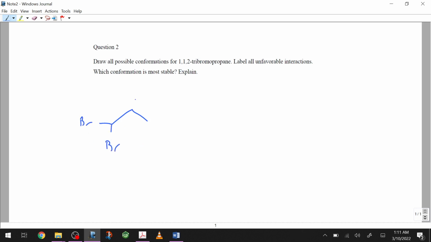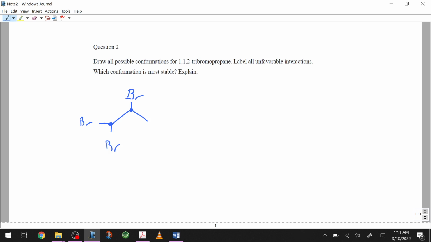1,1 dibromo, and then a 2 bromo. So for the place where we're going to have a problem, there's going to be interactions between the substituents on this carbon and this one. On the far right, we just have methyl groups, just hydrogens as our substituents, so they're not going to be a problem for us. It's the bromines interacting with each other, or a methyl group interacting with the bromines, that is going to be our problem. So this is our bond of interest between carbon 1 and carbon 2.